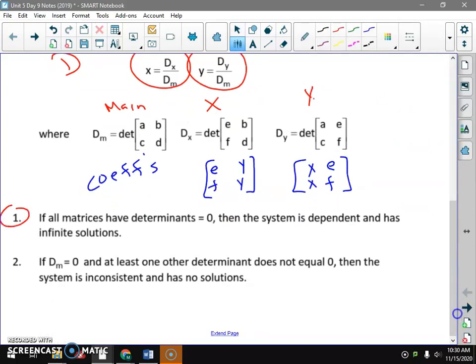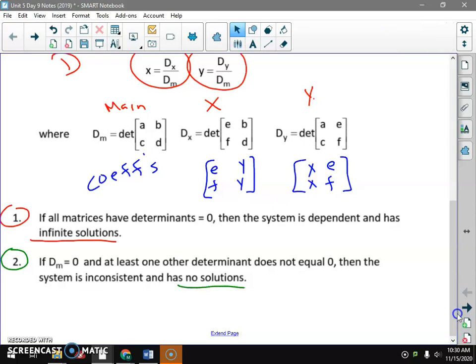If all the matrices have determinants of 0, the main, the x, and the y, the system's called independent. That means it has infinite solutions. If the main matrix is 0, but at least one of the other determinants is not 0, then it's inconsistent and has no solutions.